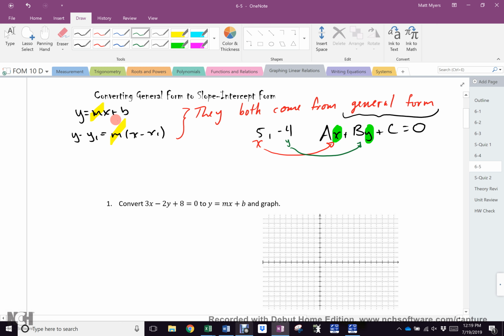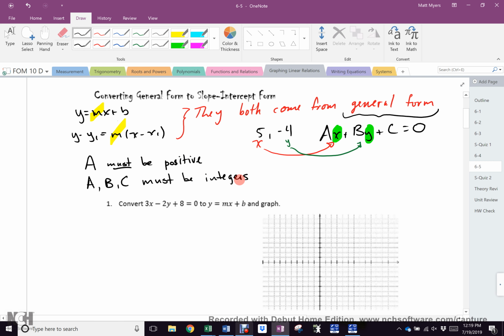Now, are there some rules about general form? A must be positive. And the other rule, A, B, and C must be integers. Which means no fractions or decimals.